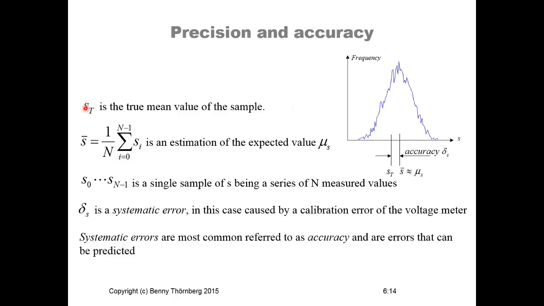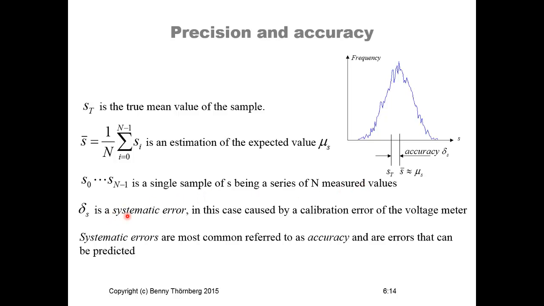We can say that ST is the true mean value of the sample, and the sample was this limited amount of measured values that we take out of a larger population. The true mean value, yeah. But then the measured mean value is the one that we can compute from n number of measured values, and is an estimation of the expected value mu s. And S0 to Sn minus 1 are then single samples of S being a series of n measured values.